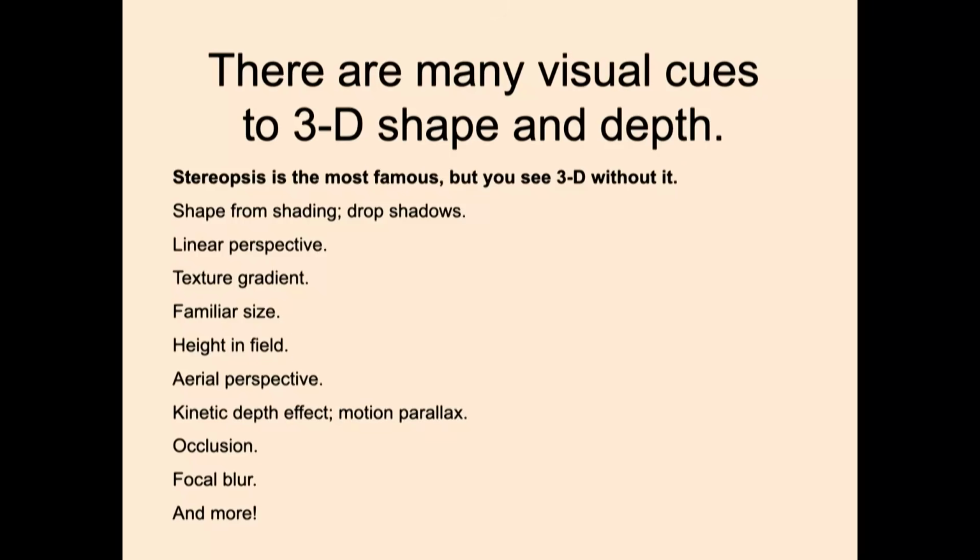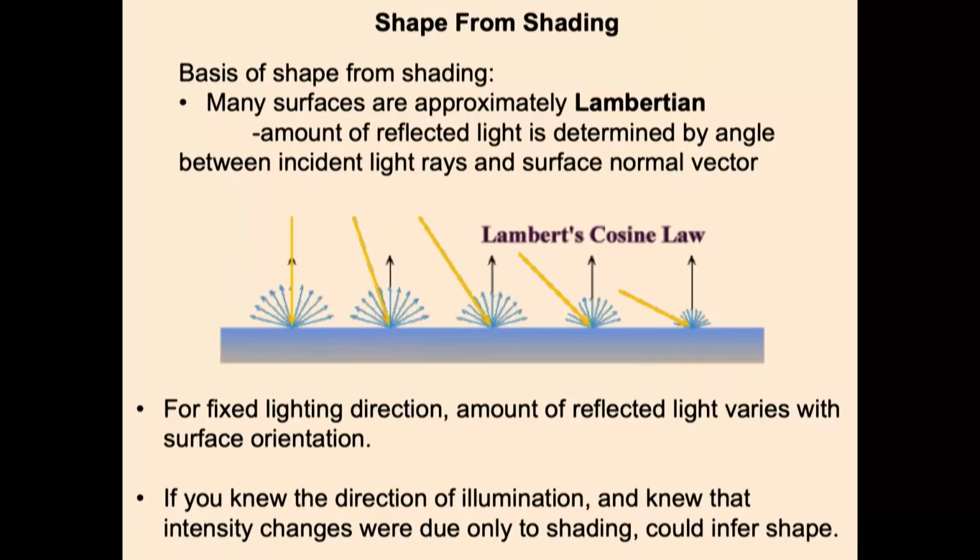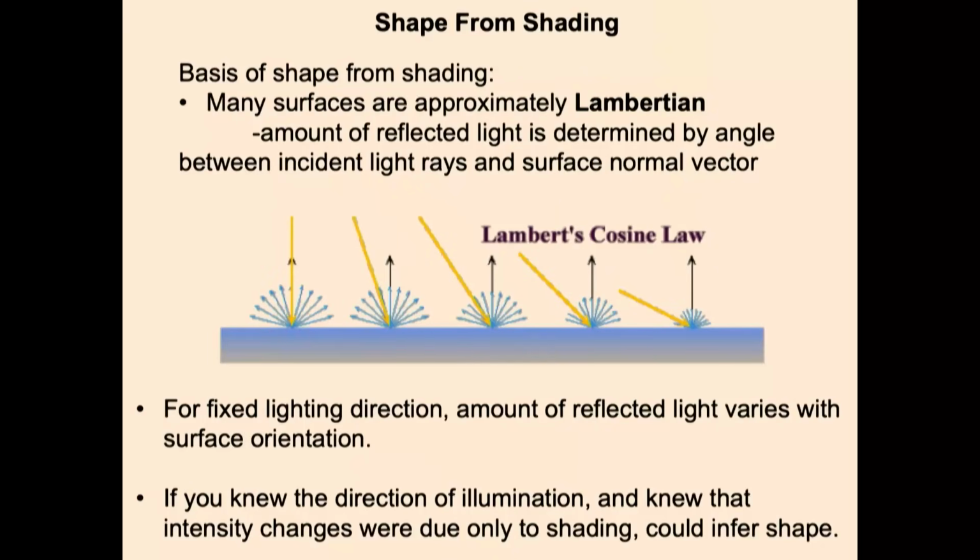Last time we talked about shape from shading, linear perspective, texture gradients, the relationship between distance and size, height in the visual field, aerial perspective, and more. Remember, shape from shading is based on the fact that many surfaces are approximately Lambertian. The idea is that the amount of light that a surface reflects is proportional to the angle between the illumination and the surface orientation. And so if you have a surface whose orientation changes for a fixed illumination direction, the amount of light that's reflected will vary. So if you know the direction of illumination and you know that the intensity changes in the image are only due to shading, you can then infer shape.